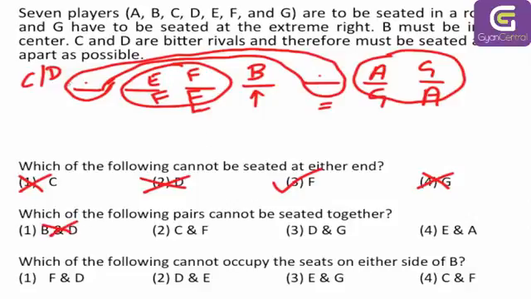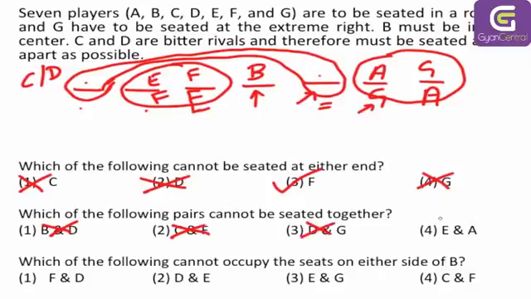C and F, C can come at this position, F can come at this position, so C and F will become together. So this cannot be our answer. D, G, D is here or D is here, G can be here, so D and G can also be together.